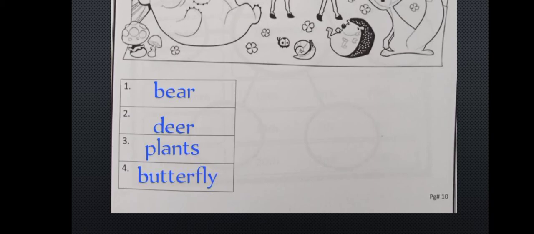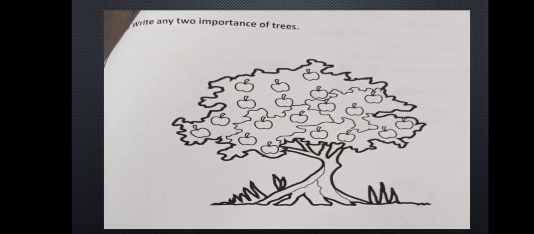Now come to page number 11. Question number 3 is: write any two importance of trees. As we know, trees are very important factors of our life. There is very much importance of trees in our environment.